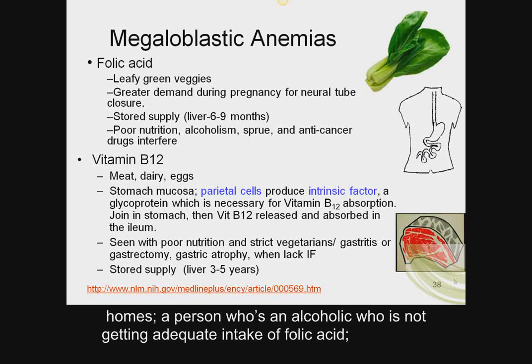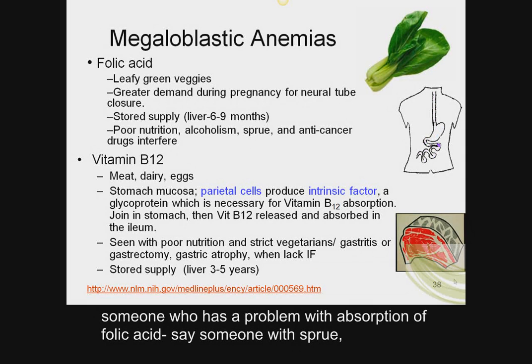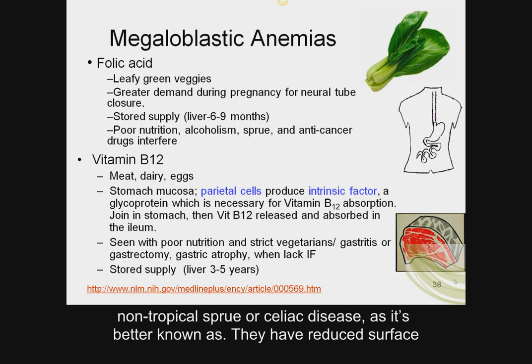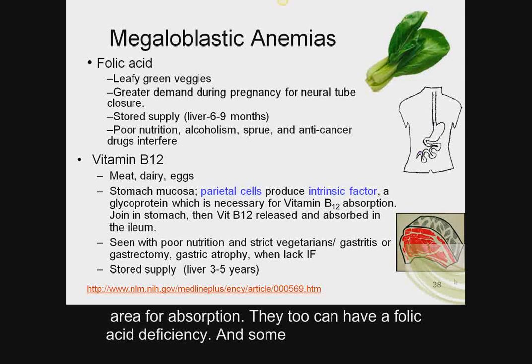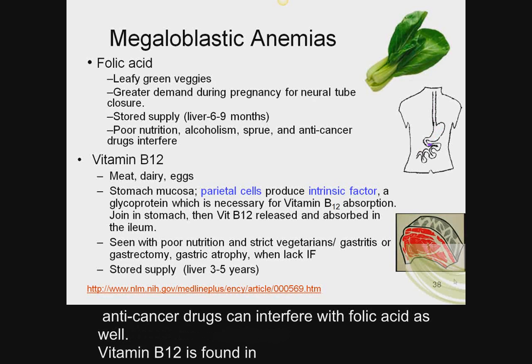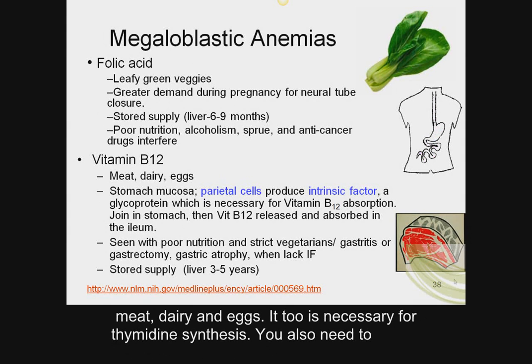So who can present with folic acid deficiencies? Anyone with poor nutrition. Elderly living in retirement homes, a person who's an alcoholic and not getting adequate intake of folic acid, a person who has a problem with absorption of folic acid, say someone with sprue, non-tropical sprue, or celiac disease as it's better known. These people have a reduced surface area for absorption, and they also can have a folic acid deficiency. Some anti-cancer drugs can interfere with folic acid as well.